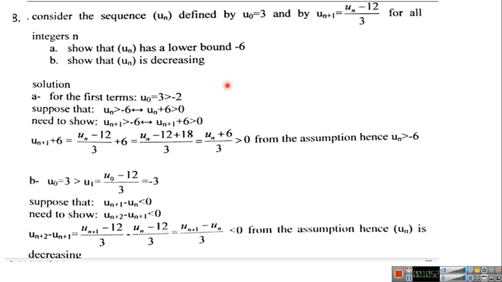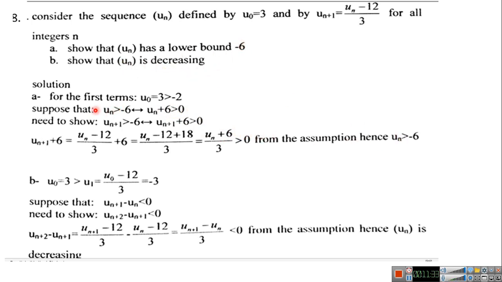So I say, suppose un bigger than minus 6, okay? Because minus 6 must be lower bound. So all terms of the sequence bigger than minus 6, I need to show that un plus 1, the term after, bigger than minus 6. So I take the minus 6 to the other side. So this is the supposition, this is the proof. So I start from the first part of the conclusion. Also, always I use my given, as you can see here, plus 6, same denominator. You have un plus 6. I know from supposition bigger than 0. So hence un is bigger than minus 6.